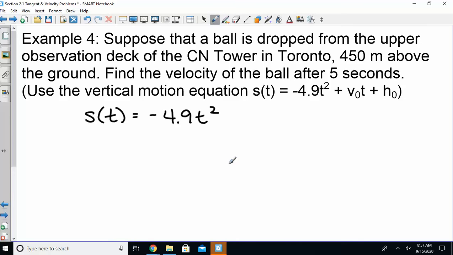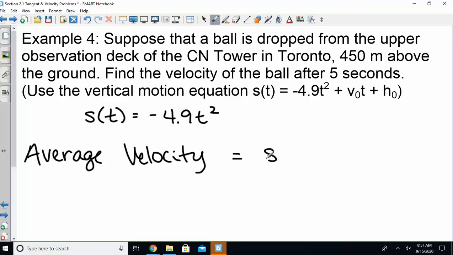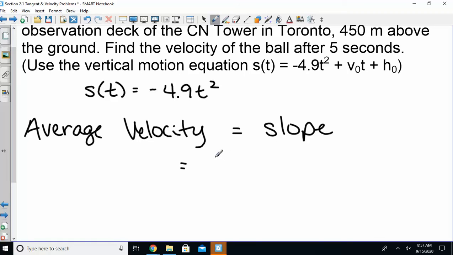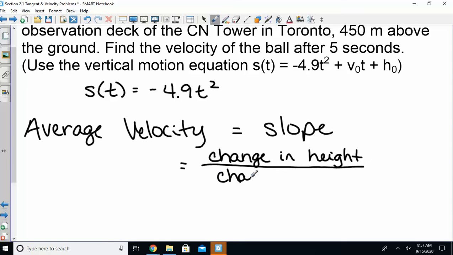Now, when I'm asking you to find velocity, average velocity is really just a slope. We know slope is the change in y over the change in x. So it would be the change in height, the change in s of t, over the change in time.